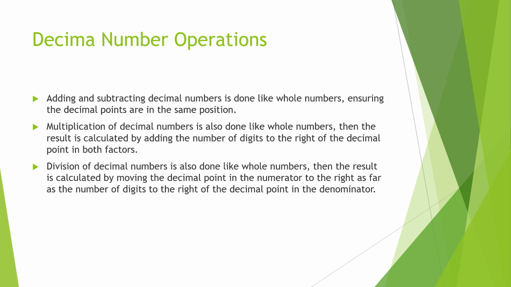Then the result is calculated by adding the number of digits to the right of the decimal point in both factors. Division of decimal numbers is also done like whole numbers. Then the result is calculated by moving the decimal point in the numerator to the right as far as the number of digits to the right of the decimal point in the denominator.